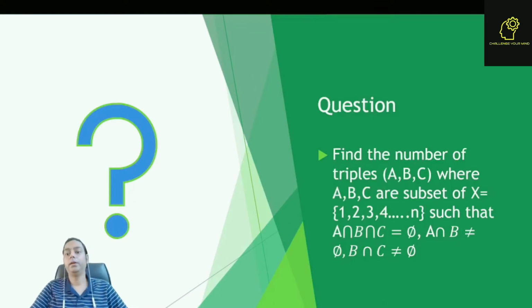Hello students, in this video I am going to discuss a question from the topic permutation and combination. This question also came in RMO exam. The question is, find the number of triples A, B, C where A, B, C are subsets of {1, 2, 3, 4, ..., N} such that A intersection B intersection C is equal to empty set, A intersection B is not equal to empty set, and B intersection C is also not equal to empty set. Now, I am going to give the approach to solve this problem.